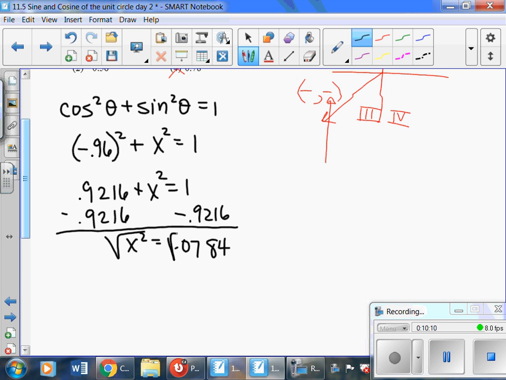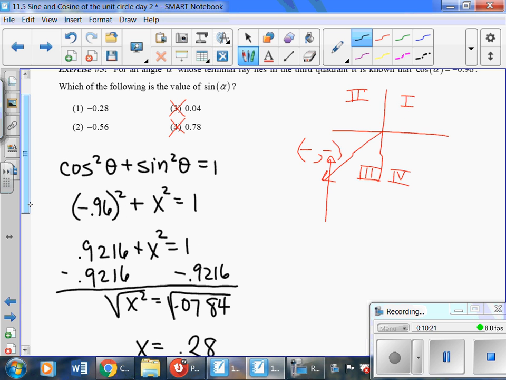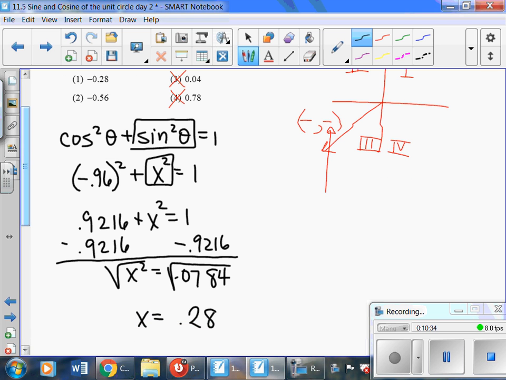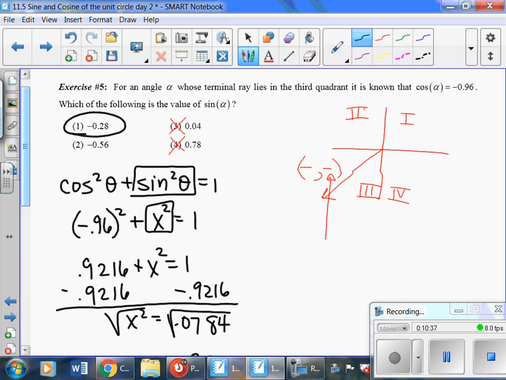I'm going to take the square root of both sides, and x is equal to 0.28. Remember, x is equal to our sine, which we figured out right here. Sine squared theta, we changed to x squared. You could have left it as sine squared theta if you wanted to. That would have been fine. But we also know, once again, that it's negative. So negative 0.28 is our answer. That's a handy dandy little thing, that identity.